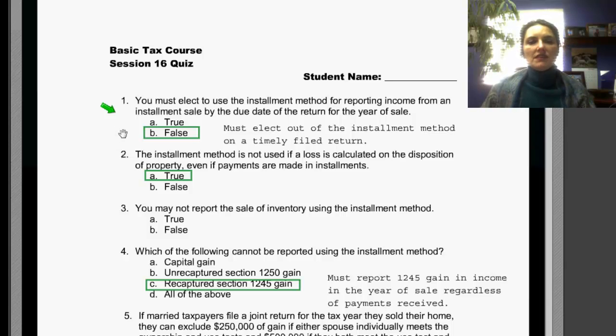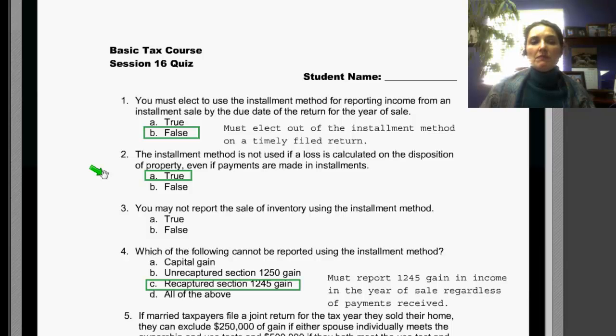You must elect to use the installment method for reporting income from an installment sale by the due date of the return for the year of sale. That is a false statement, and the reason it is false is, well, it's exactly the opposite of the truth. The truth is that the installment method is automatic, and if you do not wish to use the installment method, you must elect out of the installment method on a timely filed return.